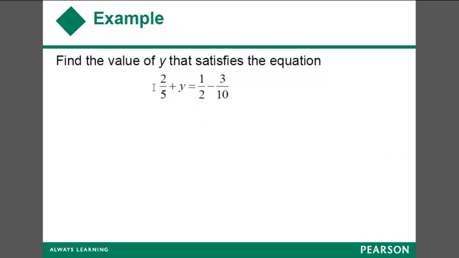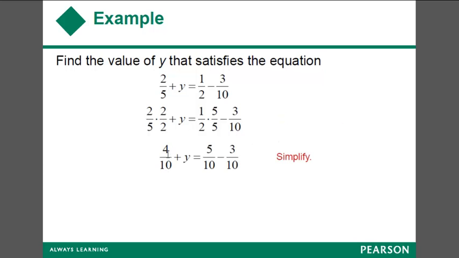So in order to get a 10 as my denominator, I need to multiply the 5 by 2 and the 2 by 5. Remember, what you do to the denominator, you must do to the numerator. So here is that shown. I have multiplied the 5 by 2, multiplied its numerator by 2. I've multiplied the 2 by 5 and multiplied its numerator by 5. When I simplify that, 2 times 2 gives me 4, so I have 4 tenths plus y equals 5 tenths minus 3 tenths.